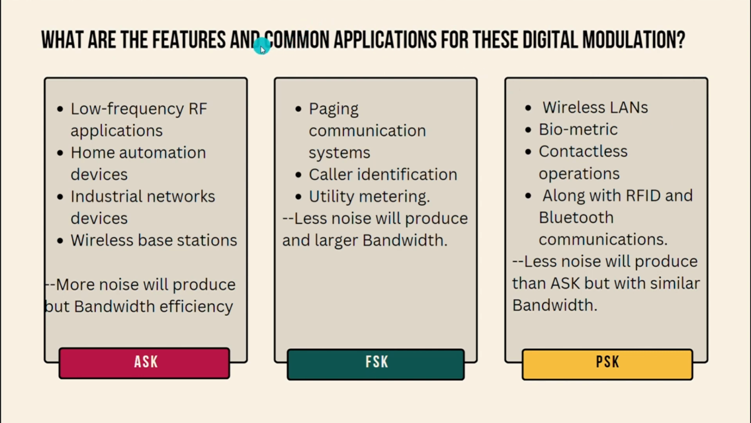So, what are the features and common applications for this digital modulation? The main characteristic of ASK is that more noise will be produced but it has bandwidth efficiency. The main use is in low frequency RF applications, home automation devices, industrial network devices, and wireless base stations.